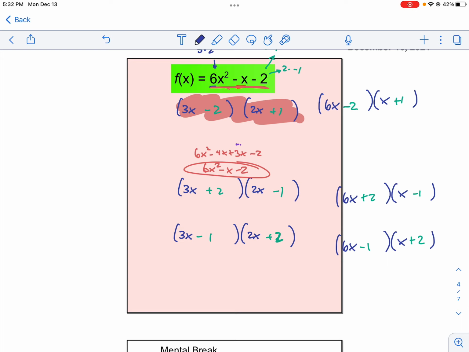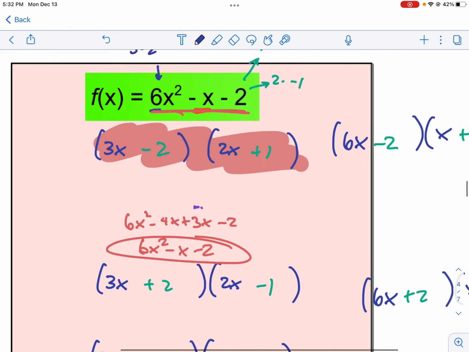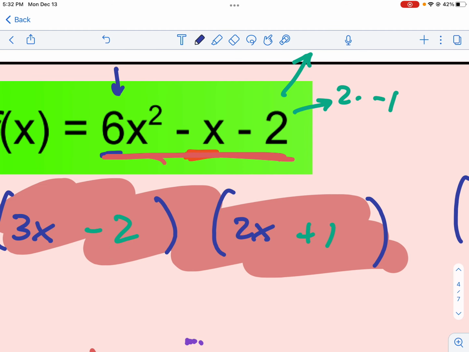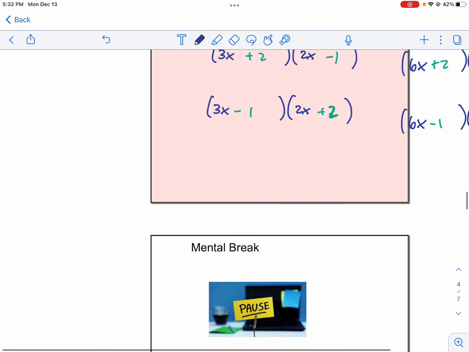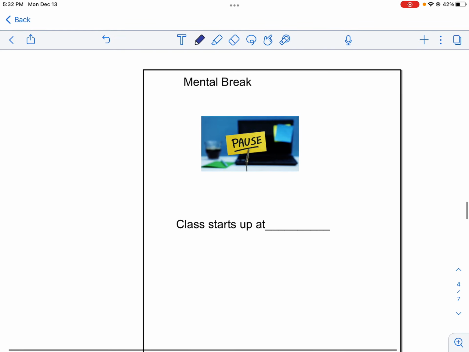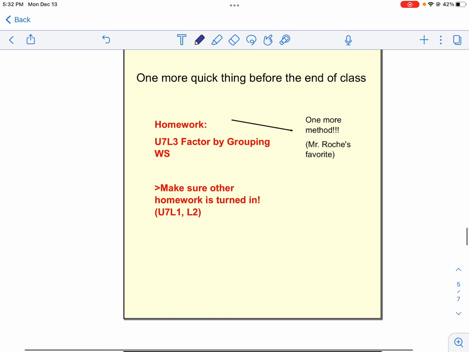You can choose whatever method you'd like. You can brute force it and consider all 8 options. You can talk about the A times C. That would be fine too. But now it's a great time for a mental break after you get our final instructions.